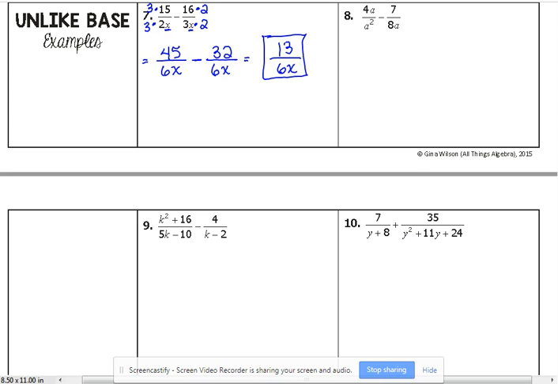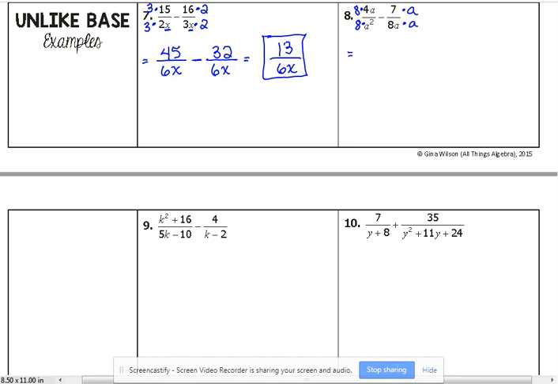Okay, let's look at number 8. One of the denominators has a squared, the other one has 8a. So let's deal with the number part first. The second denominator has 8. The first denominator does not have 8. So we need to multiply the first one by 8, top and bottom. The second one has an a, but the first one has an a squared. So how do we fix that? Multiply by an a, top and bottom.